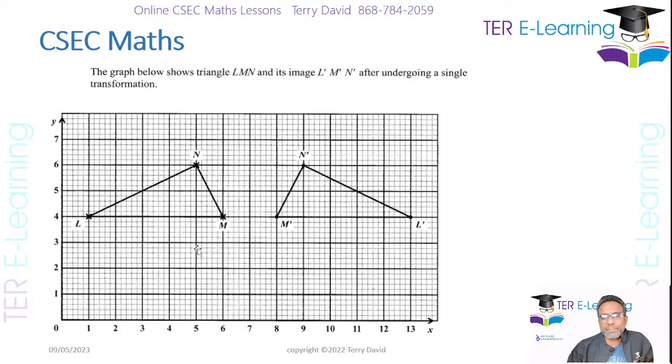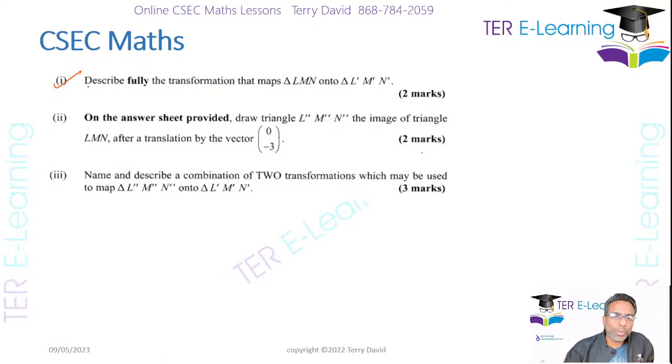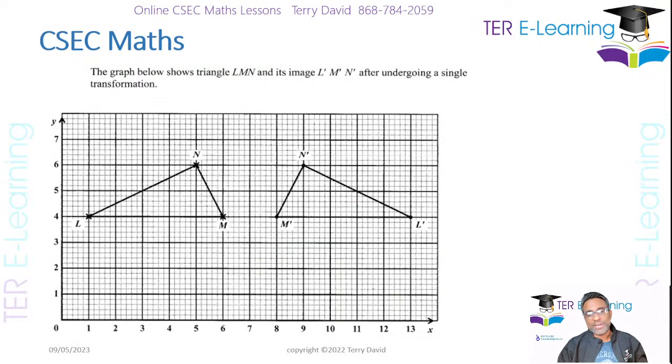Alright, so here what we have. We have the graph below shows triangle LMN and its image L prime, M prime, N prime after undergoing a single transformation, right? So part 1 of the question says to describe the transformation that maps LMN to L prime, M prime, N prime. So there are 4 different transformations that you guys have to know for the exam, and that is translation, you have reflection, you have rotation, and you have enlargements, right?